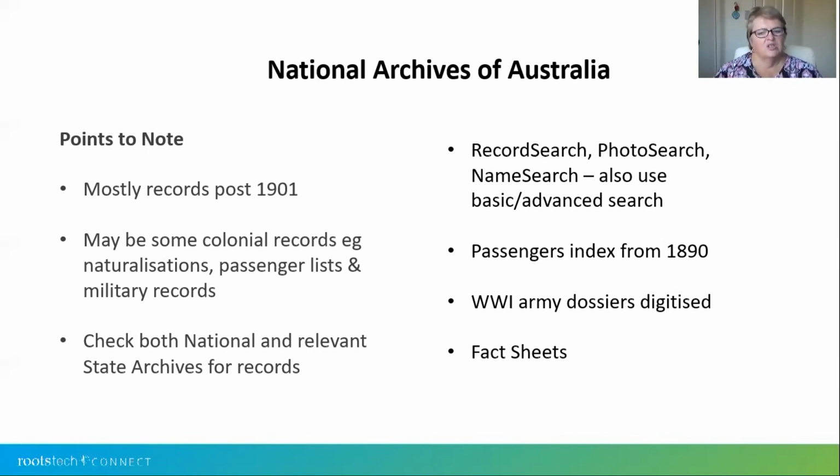The Passengers Index is from 1890 and records ships coming into Fremantle. People arrived in Fremantle, but they then moved on to the eastern states. So some may have got off in Perth in Western Australia, but they will have also got off in Adelaide, Melbourne, Sydney, and Brisbane, and that's reflected in the passenger list.